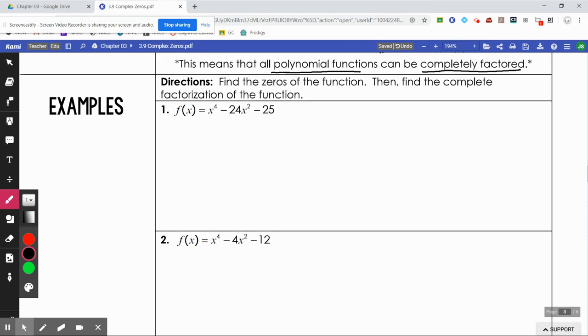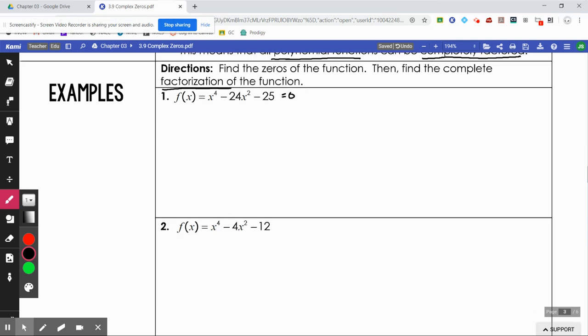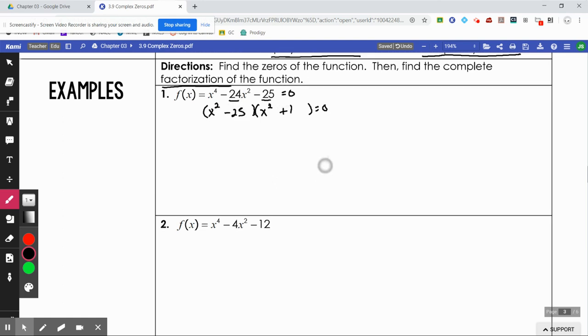Okay, so now it says find all the zeros of the function, just like we've been doing. Then find the complete factorization. Break it down into completely all linear factors. So first off, let's find all of our zeros. And we can do this by simple factoring here. x squared times x squared; adds, multiplies would be a negative 25 and a positive 1.